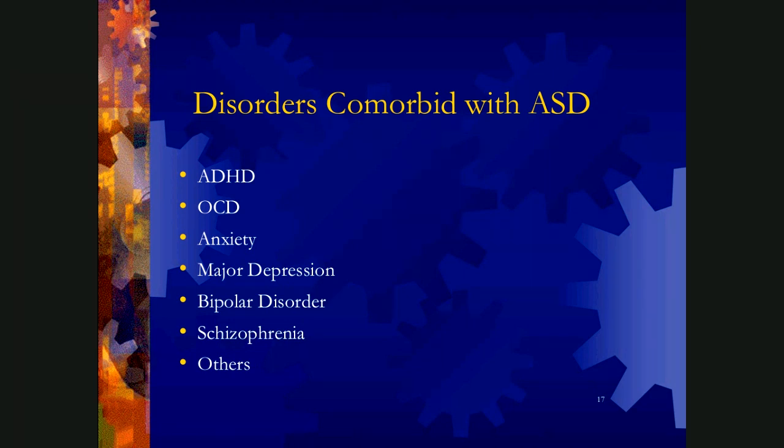Obsessive compulsive disorder is a very common comorbid disorder with ASD. Anxiety could be either an associated symptom of ASD, or, when it's very intense, it could meet criteria for a separate disorder. So when I say comorbid, it means two disorders at the same time. Major depressive disorder, bipolar disorder, and schizophrenia. Those are the most common comorbid disorders that occur with ASD and that need to be treated with medications.